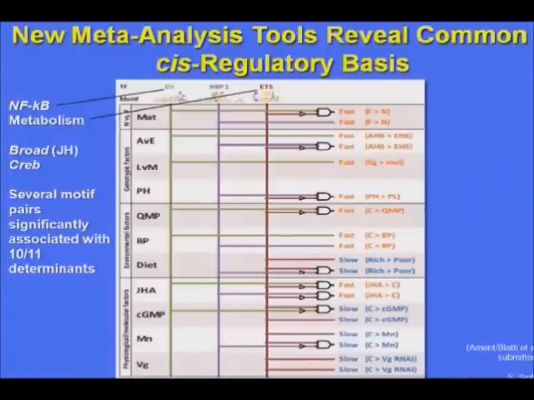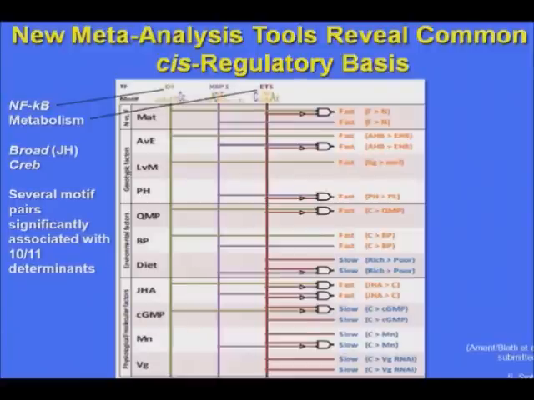Those become the input now for these systems biology type analyses that I'll be talking about for the rest of the talk. The program scans the promoter region and finds the cis-regulatory motifs that are found in these regions of the genes. And then what Saurabh did was develop a meta-analysis tool to be able to see whether there are any patterns of occurrence of these motifs that would suggest some underlying regulatory architecture. And in fact, there were. There were several motif pairs that are significantly associated with fully 10 of 11 of the determinants of behavioral maturation.